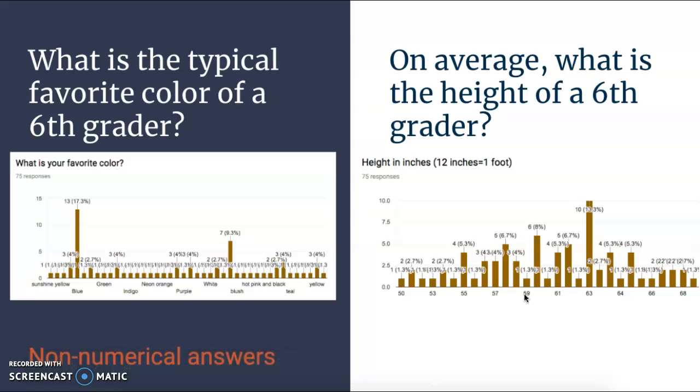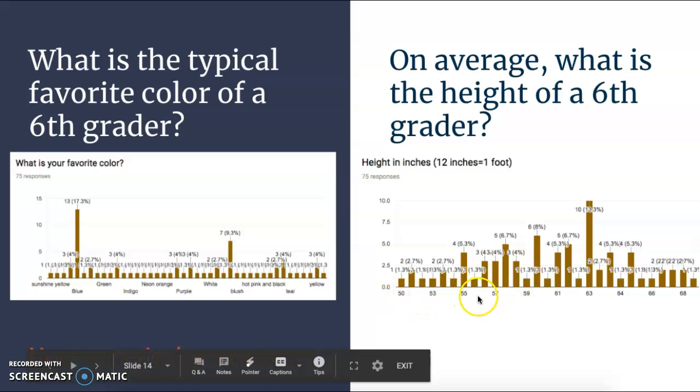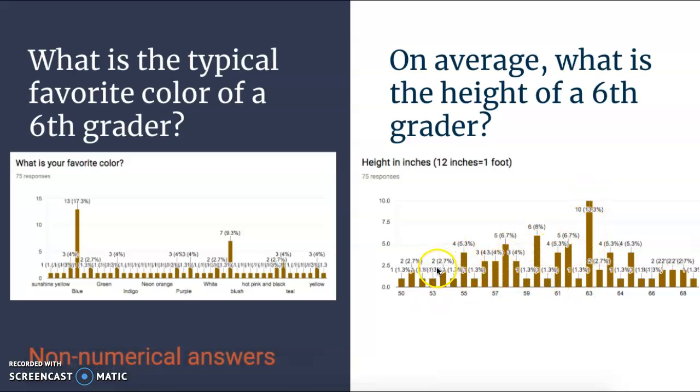Compare that to over here, on average, what is the height of a sixth grader? Okay, they converted their height into inches, and so you can see all of the different heights in inches on the x-axis, and they're all nicely grouped together here. Okay, so you can see how that data is different, that these bars can get a lot taller and they're grouped a lot better, whereas over here there's a lot of different individual answers.